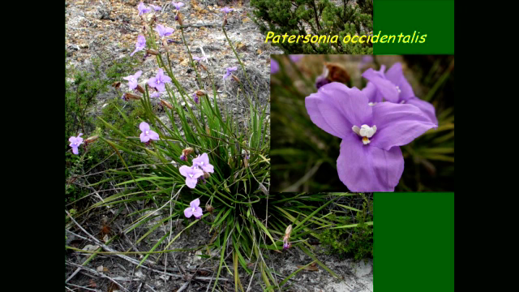Patersonia occidentalis, this has white flowers sometimes, as does the Hovia we saw earlier, Hovia trisperma. They're just a few genes difference, or maybe even one. The Patersonia is one of the most common plants in Banksia woodland as well.